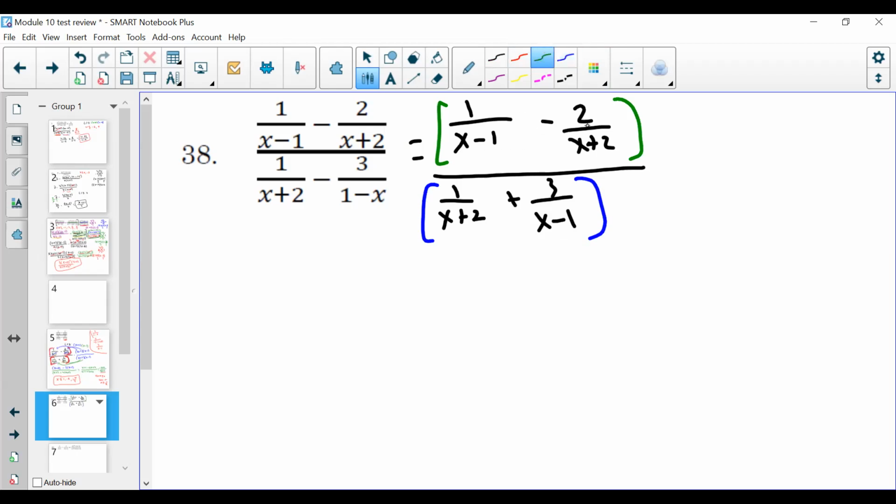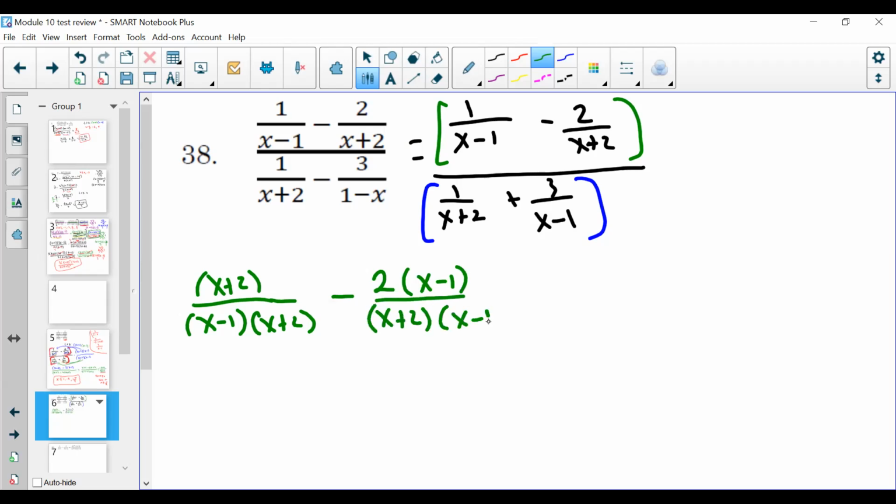So when I look at only the top, for me to combine these two fractions, I need to multiply this 1 over x minus 1 by an x plus 2 on top and bottom. And when I do that, I get x plus 2 all over x minus 1, x plus 2. And I'm going to subtract from that what I get when I fix this second 2 over x plus 2 to have the same denominator of x minus 1 times x plus 2. And I get that by multiplying top and bottom with x minus 1.